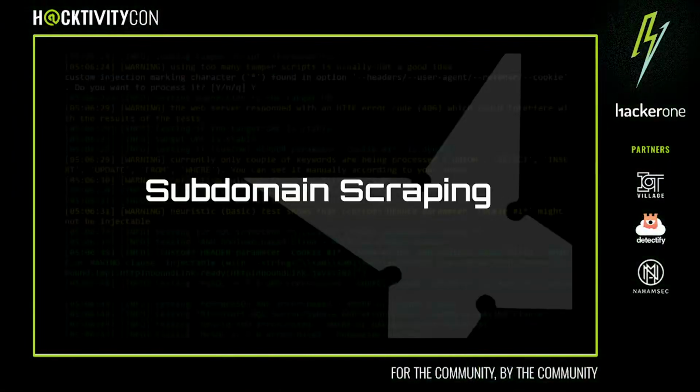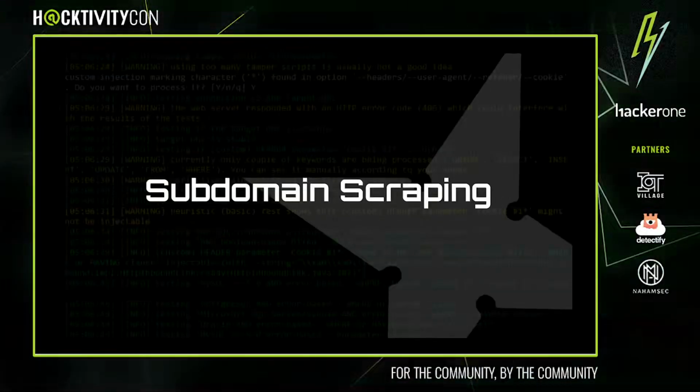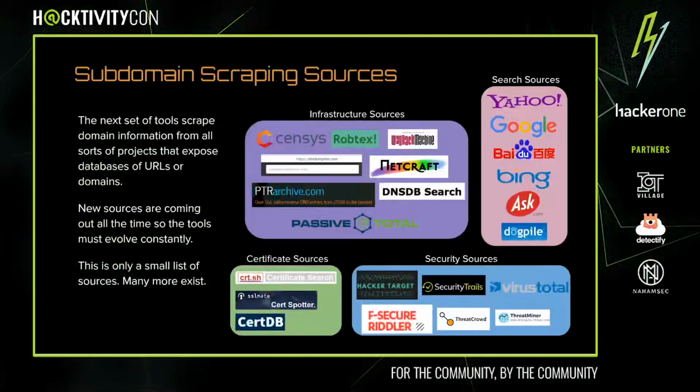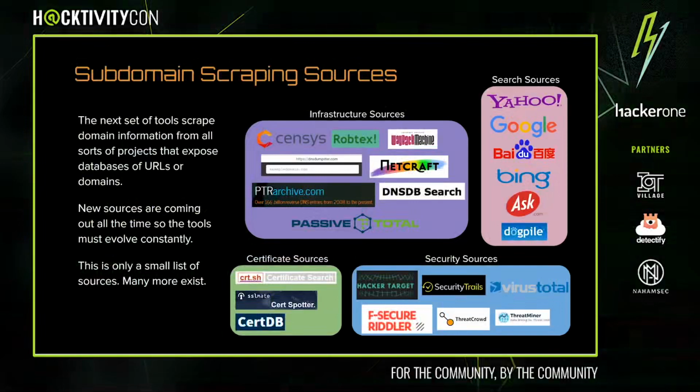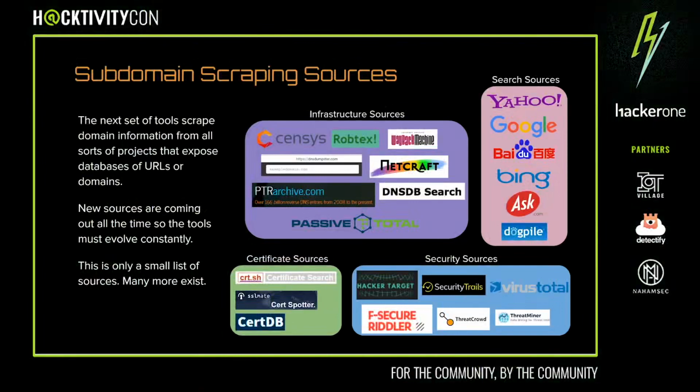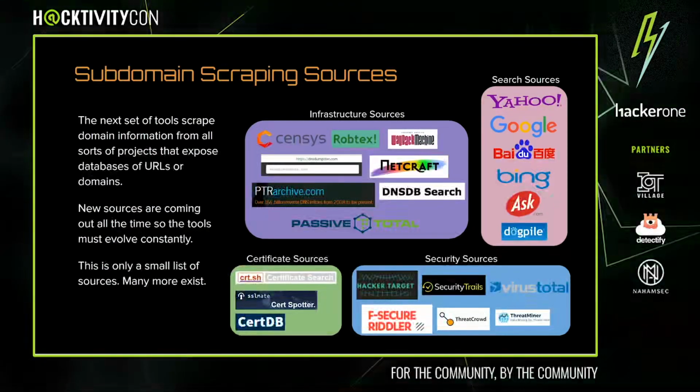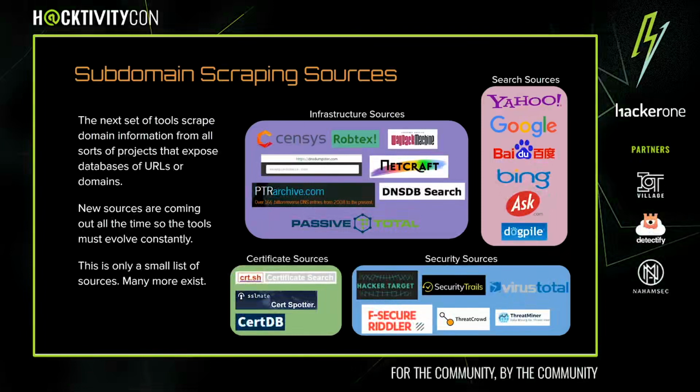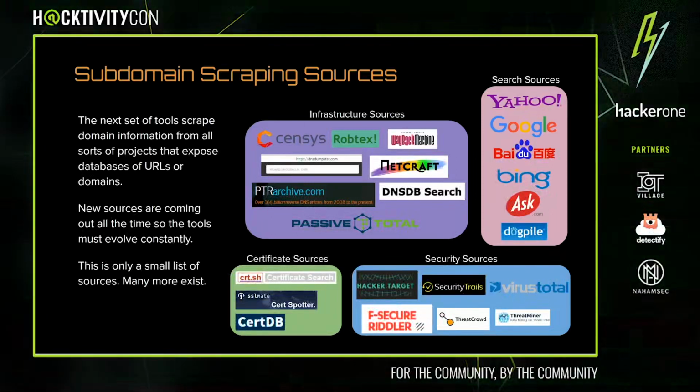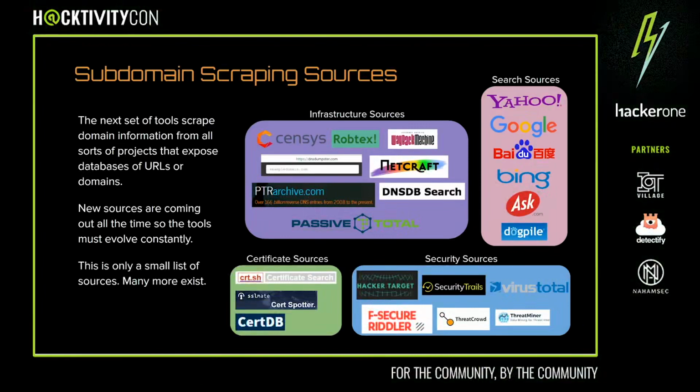Okay, so we're still finding subdomains, but we're going to use a different method now, which is subdomain scraping, which is what a lot of you are probably used to when you use tools like Amass or Subfinder, things like that. So what subdomain scraping is, basically, is going out to a whole bunch of different sources on the internet and scraping their databases and pulling back any information they have on your target, right?